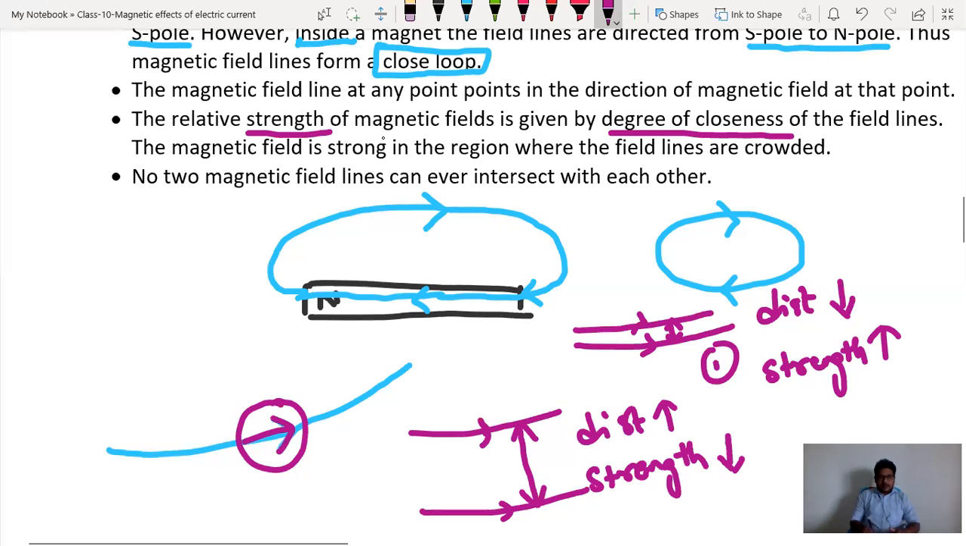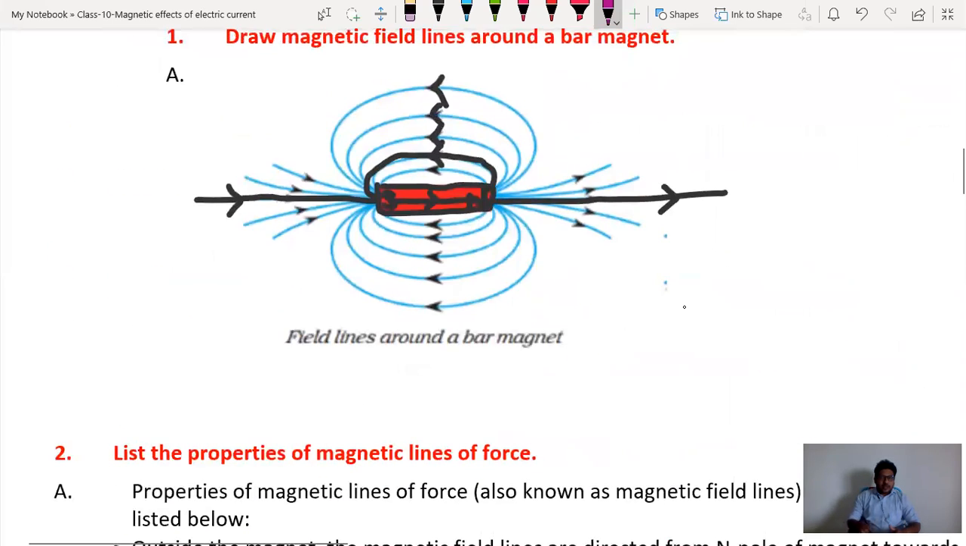The relative strength of magnetic field lines is given by the degree of closeness. Degree of closeness means it may be the distance of closeness or the value of closeness, unit of closeness, etc. The magnetic field is strong in the region where field lines are crowded. So the magnetic field will be strong whenever lines are crowded. That's what we discussed in the last lecture. And if you see here, this is the point where all lines are very close to each other. So at the poles, strength will be high, isn't it?